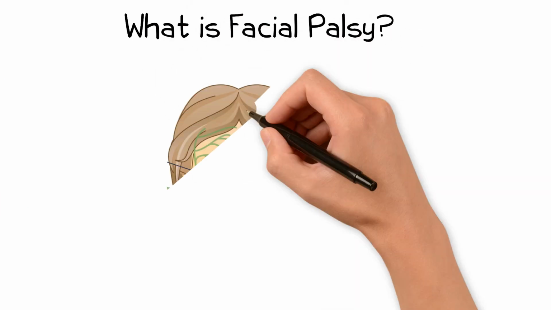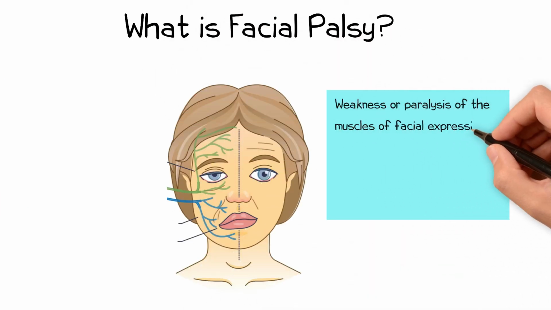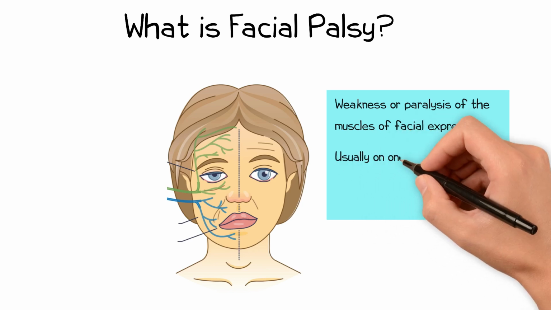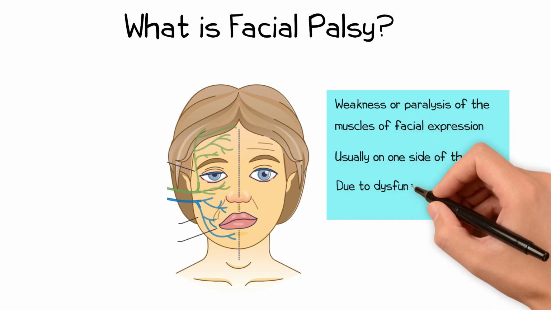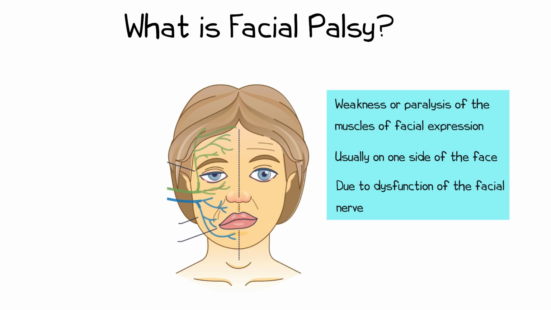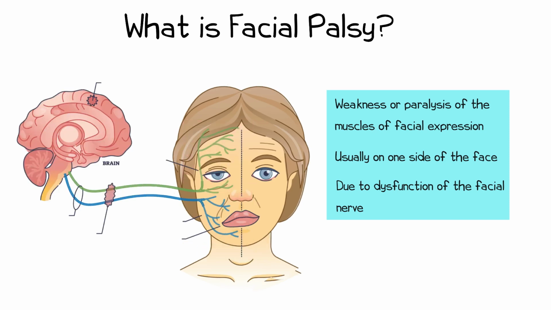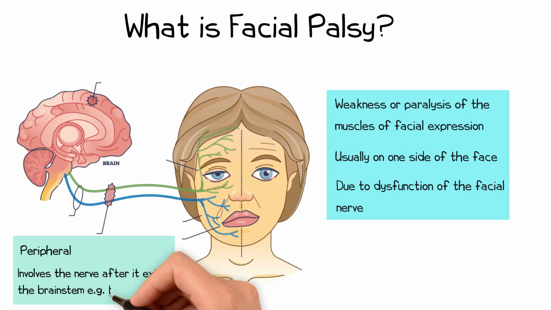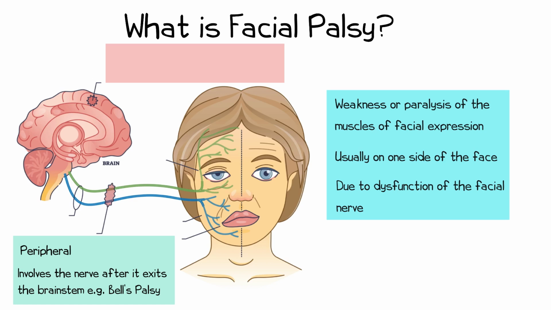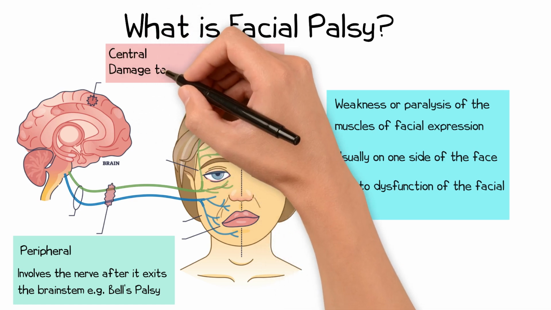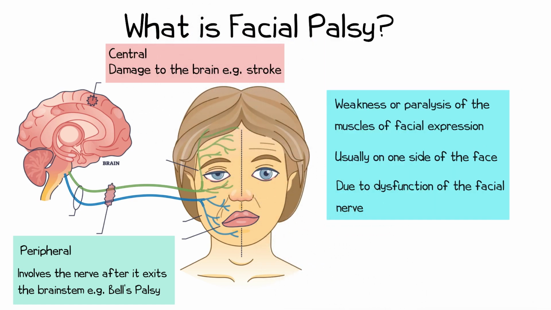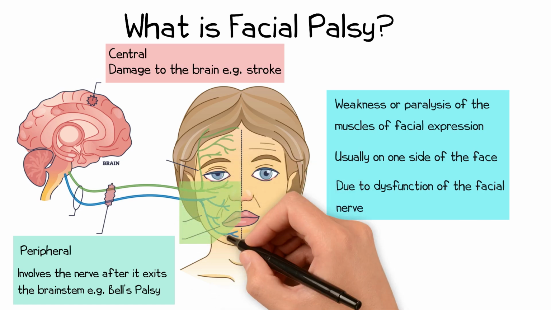Facial palsy refers to weakness or paralysis of the muscles of facial expression, usually on one side of the face, due to dysfunction of the facial nerve. Depending on whether the lesion is central or peripheral, it can affect the upper face, the lower face, and sometimes both. Peripheral facial palsy involves the facial nerve after it exits the brainstem, for example, Bell's palsy, the most common cause. Central facial palsy is caused by damage to the brain, for example in stroke, and affects only the lower part of the face on one side.